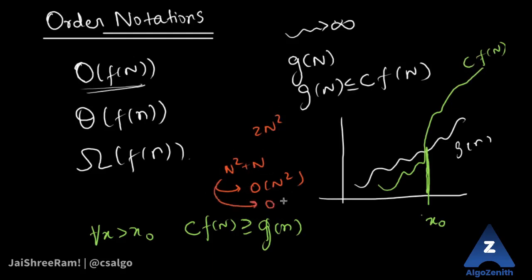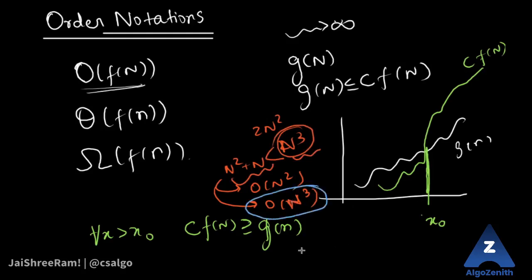This is also order n cube, right? This is also order n cube, because we can define n cube simply as the f of n, and you will see that after some value like 10 or 20, n cube will always be greater than this function, right? So in that case we say that it is also order n cube.